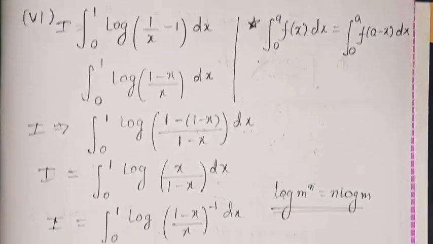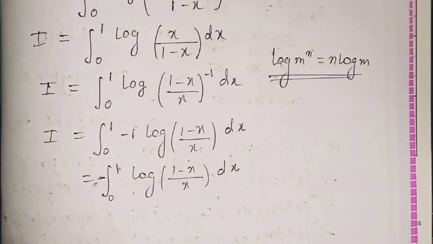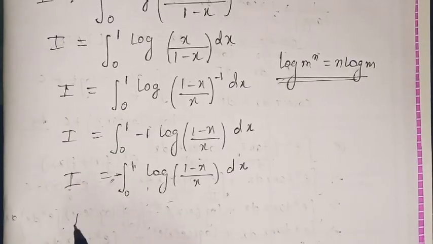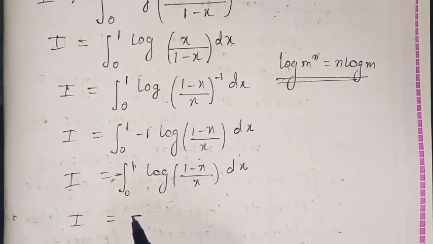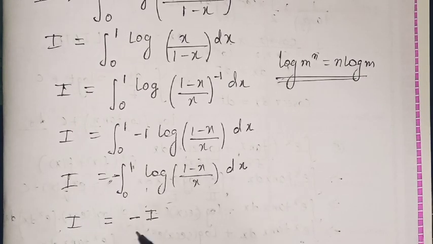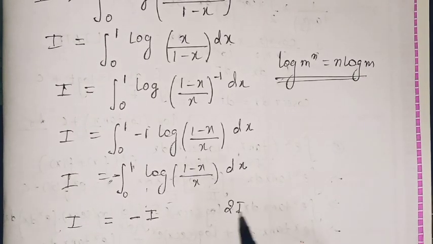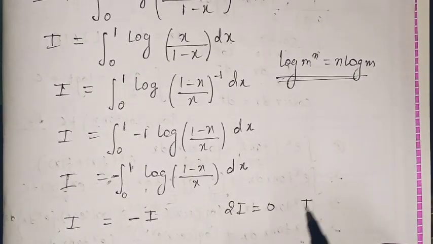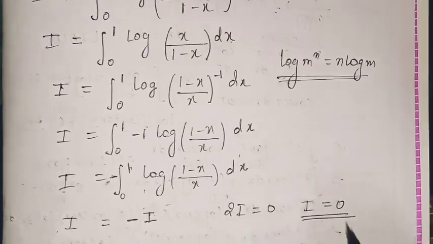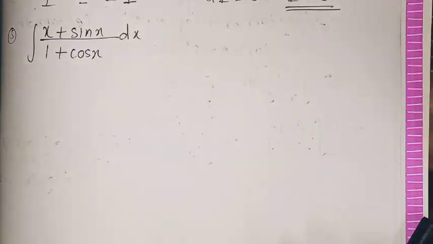So I equals minus I. Now 2I equals 0. So the value of I is equal to 0. Answer is 0. Now next question.